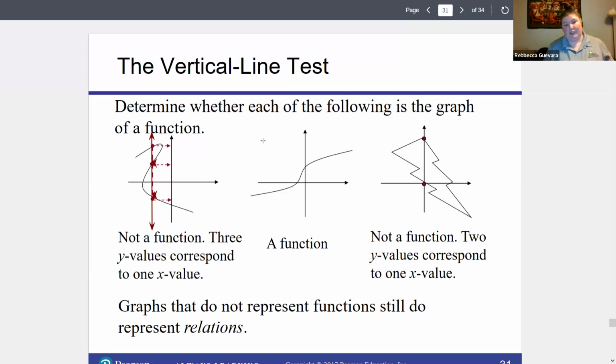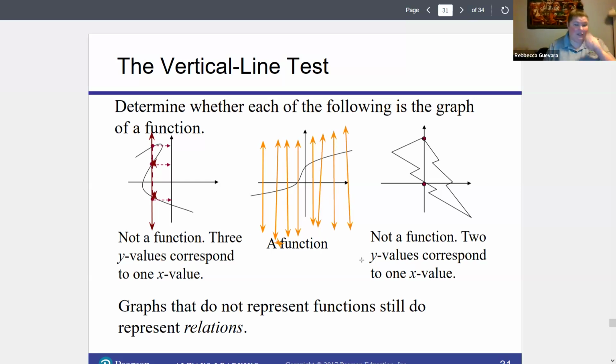If I look at this one over here, I cross once, I cross once, I cross once, I cross once, and just pretend these are perfectly vertical. I cross once, only once, only once, only once. So there is no place that I can draw a vertical line that crosses more than one time. That would have to be a function.